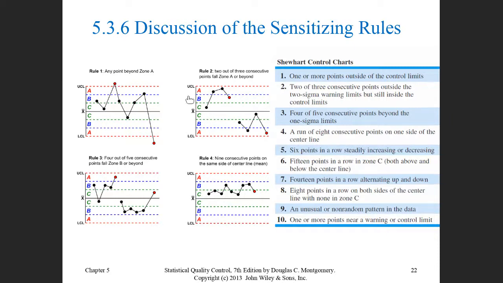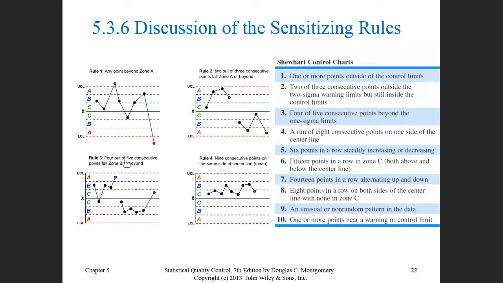Here, when you have 2 out of 3 consecutive points falling in zone A or beyond, that means 3 points, 1, 2, 3, fall in zone A or beyond. That means it is close to the control limits and it is about to have an out-of-control event happen. So this is an event that needs your attention to focus on the process.